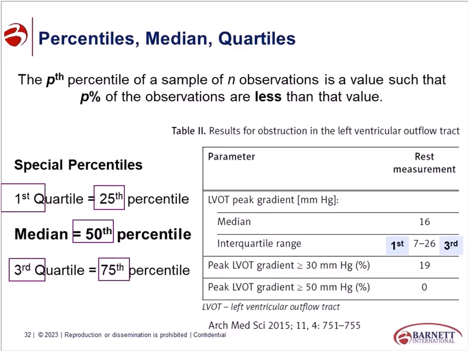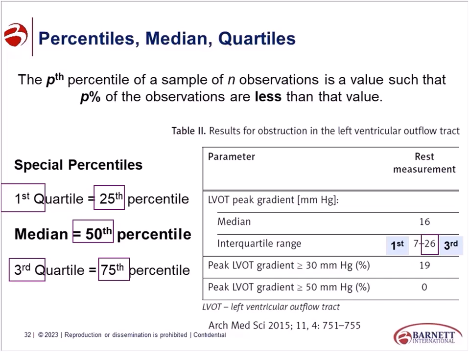Now, the way it's often reported is the interquartile range. Notice that we have the median of 16. This is measuring left ventricular outflow tract, LVOT. So the median is 16. And just look at these numbers now. The first and third quartile: we know that 25% of the individuals had LVOT less than 7, and we know that 25% of the sample had LVOT above 26, right?